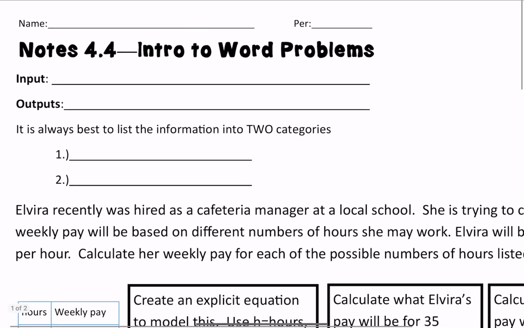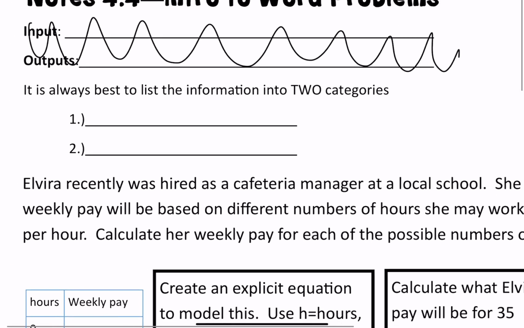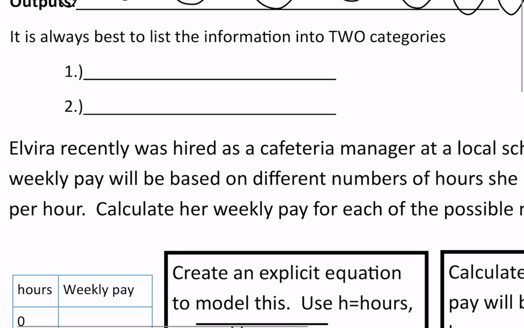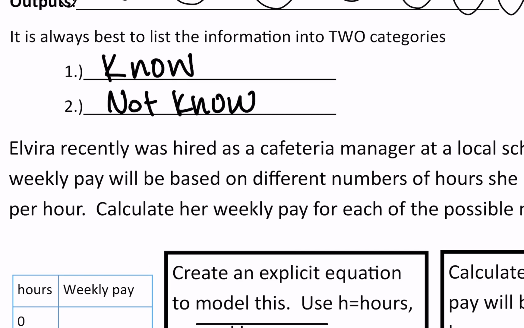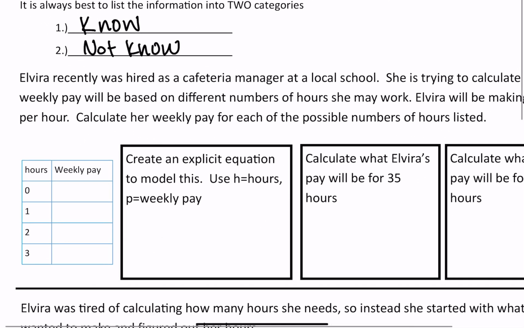All right, so for our notes today, we're going to skip input and outputs, and we're going to start with this bit. So it's always best to list what you know and what you do not know into two different categories. We're going to do that more listing later. Right now we're going to start with refreshing our brains on how we used to use word problems.